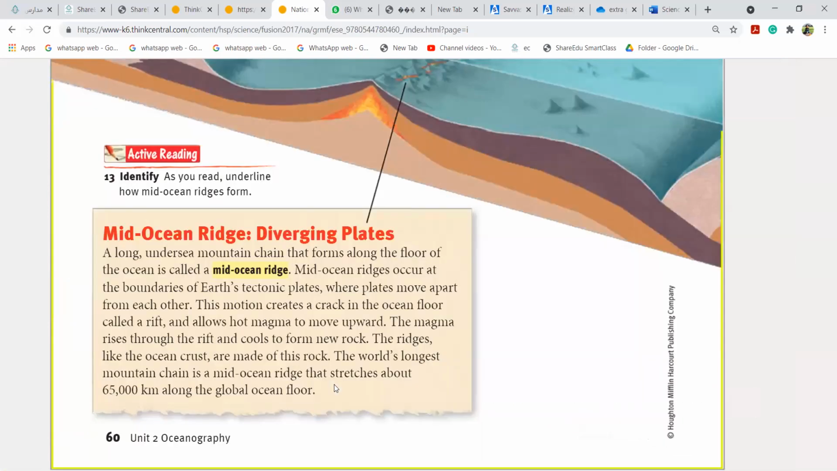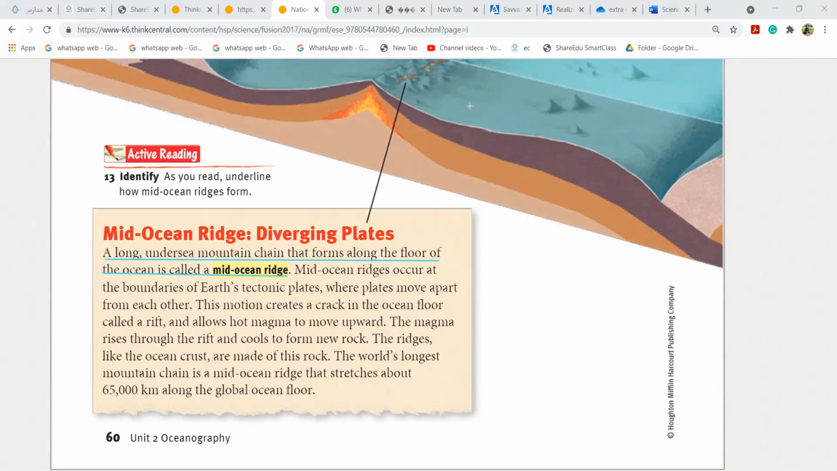A long undersea mountain chain. Now, even today when I'm giving you the assignment, I will give all from the vocabularies, girls. That's why always please highlight the vocabulary when I'm doing. A long undersea mountain chain that forms along the floor of the ocean is called a mid-ocean ridge.